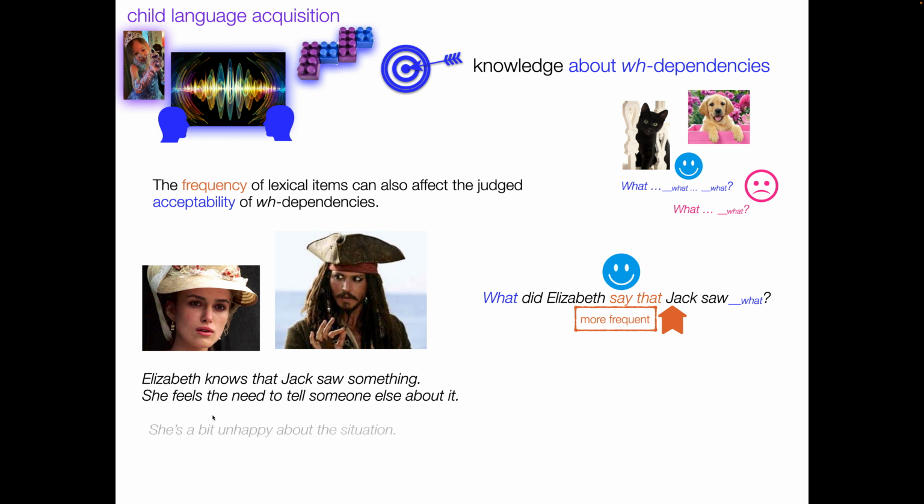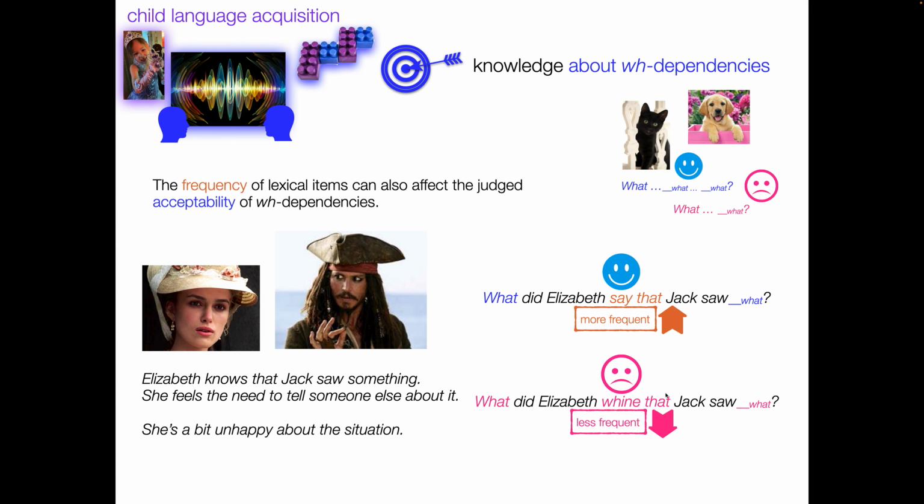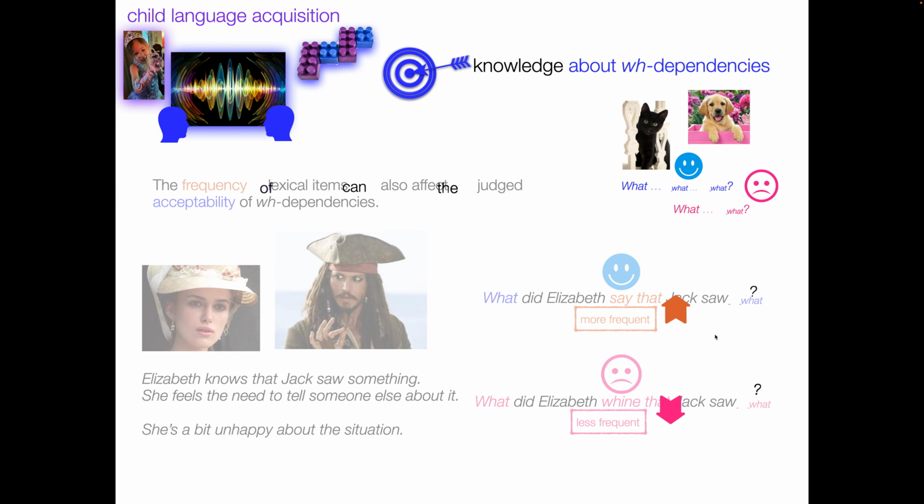It turns out say that is a fairly frequent sort of structure involving the lexical item say. Now suppose Elizabeth is actually a bit unhappy about the situation. She's kind of feeling in a whiny mood. We might want to ask, what did Elizabeth whine that Jack saw? But we don't like that as much as what did Elizabeth say that Jack saw. We just prefer it. Turns out whine is less frequent, and that's really the main thing that differs between these two utterances, right? The frequency of the lexical items in this particular position. That's also knowledge about WH dependencies.